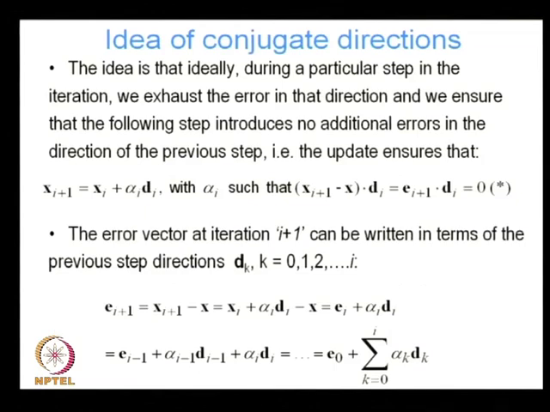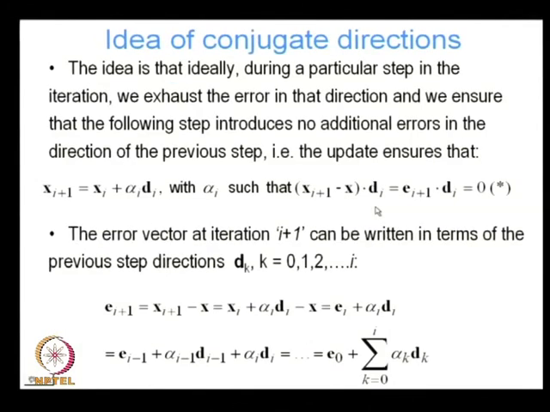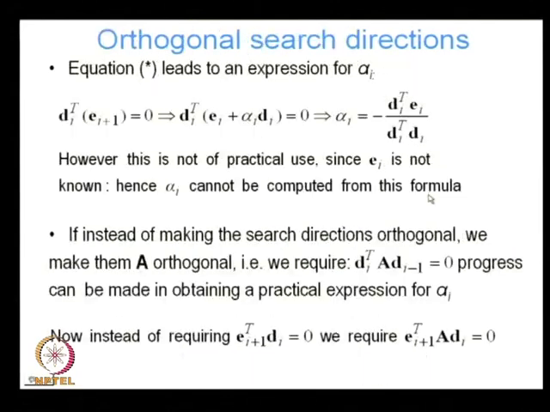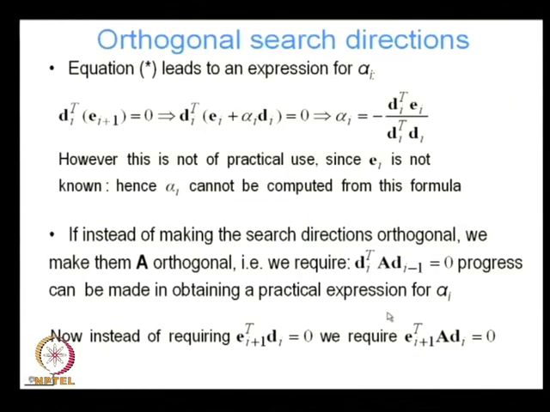So, let us go back to that equation. This equation gives me an expression for alpha_i. How does it do that? Well, what it says is that d_i dotted with e_{i+1} equal to 0. So, I can write that as d_i transpose e_{i+1} equal to 0. So, d_i transpose (e_i plus alpha_i d_i) equal to 0, from my equation right here, e_{i+1} equal to e_i plus alpha_i d_i. So, that gives me an expression for alpha_i.